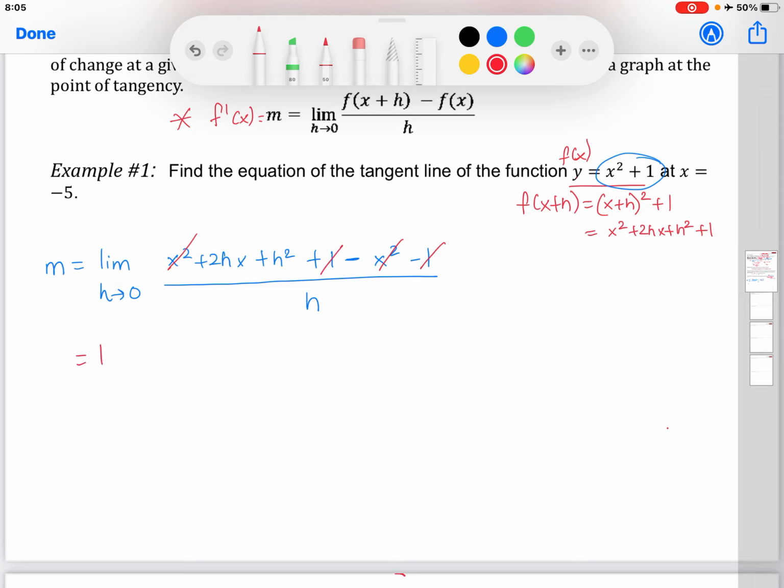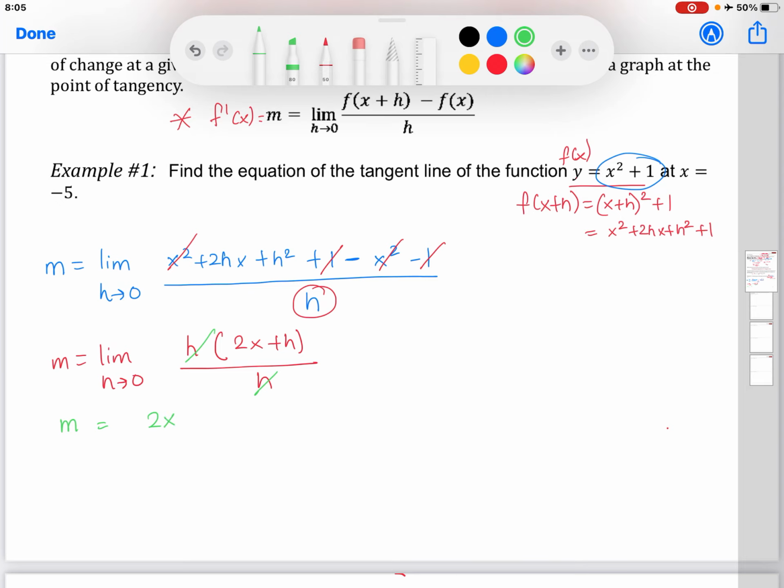If you see, your x squares cancel out, your 1 and negative 1 cancel out. Now what do I do? m is equal to the limit as h approaches 0. I can factor out the h. Why do I need to factor out the h? Because this h, I need to get rid of it, because if I did direct substitution, I would end up getting a denominator of 0. So this is 2x plus h, and I'm going to write over h. My h cancels out, and I'm left with what? Apply the limit, so I'm left with 2x plus 0, which is just 2x.